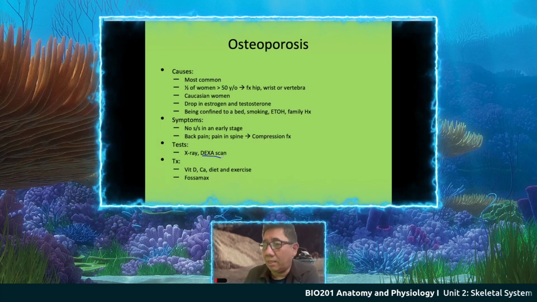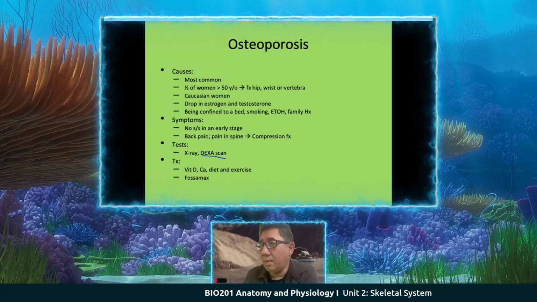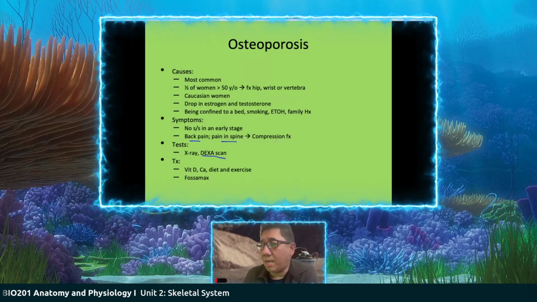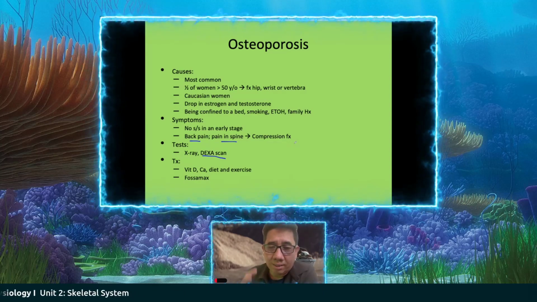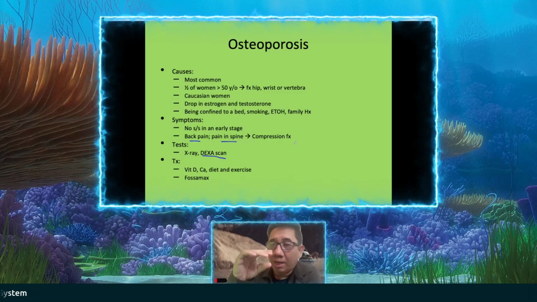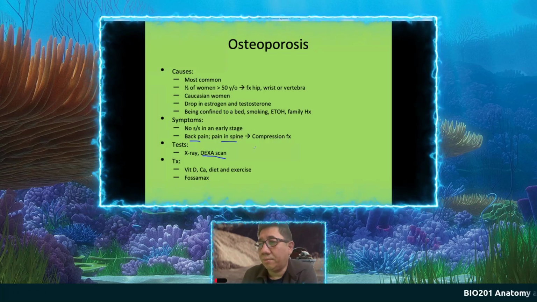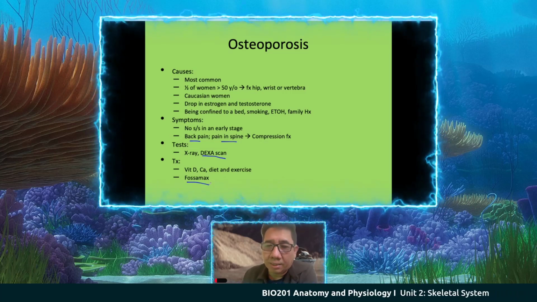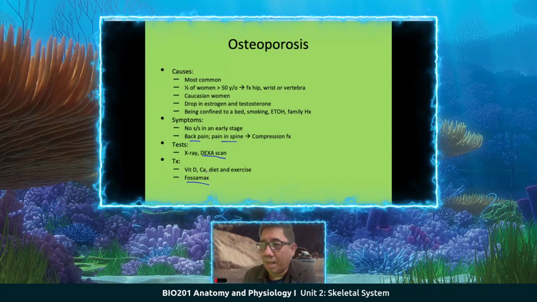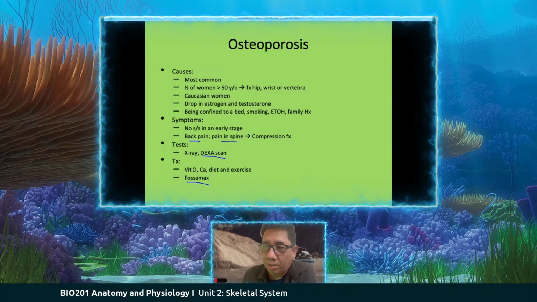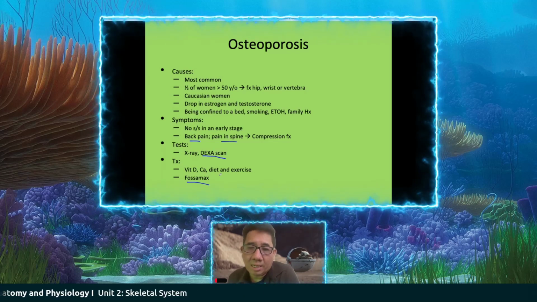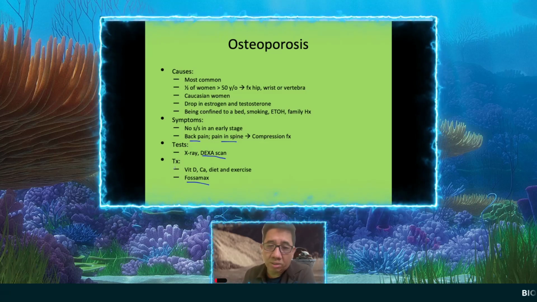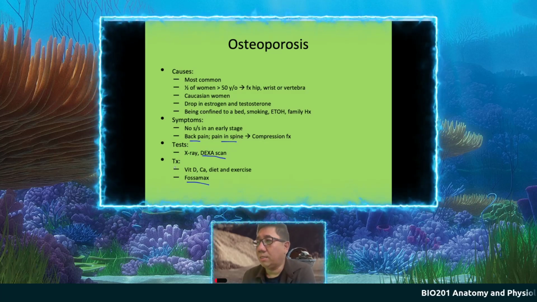Again, DEXA scan. We're using that. You're going to have back pain, pain in your spine. You could have a compression fracture where your backbone becomes compressed and breaks easier. Okay. Treatment, we use Fosamax. It's one of the medications that we use to help put calcium back into your bone. But we definitely recommend vitamin D, calcium, and diet and exercise. And this is easier to do when you are younger than older as well.